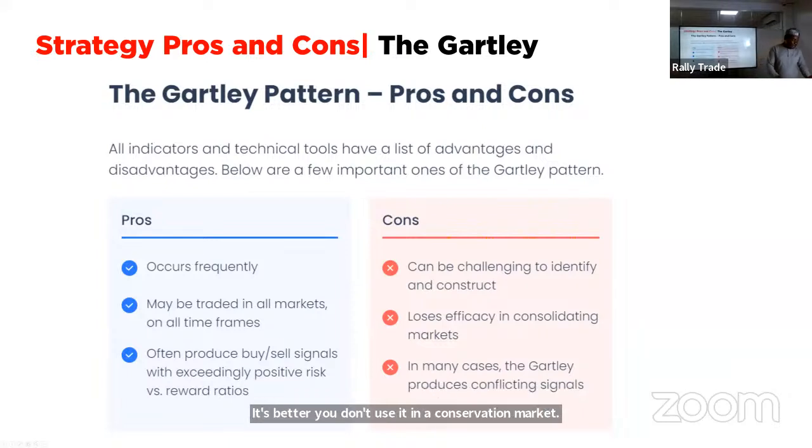Now, in many cases, the Gartley produces conflicting signals, and that's true, especially when the market is about leaving that comfort zone. The market has been going up and down in a zone, looking to buy, looking to sell, but eventually it will break out somewhere. You will think it wants to go down before you know it changes direction to the upside. It can be very, very tricky.